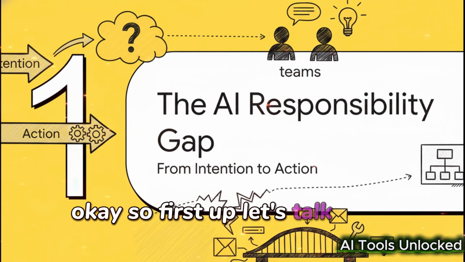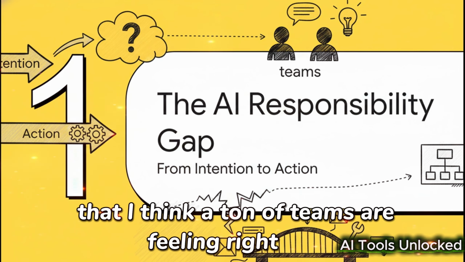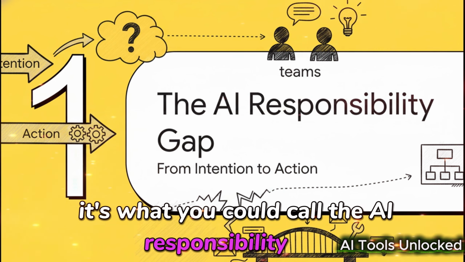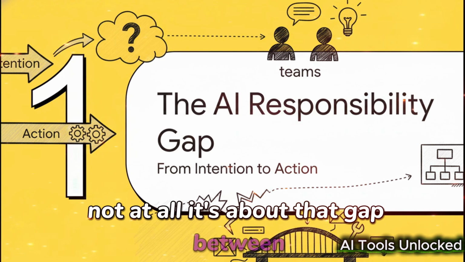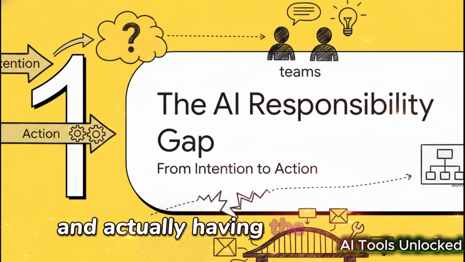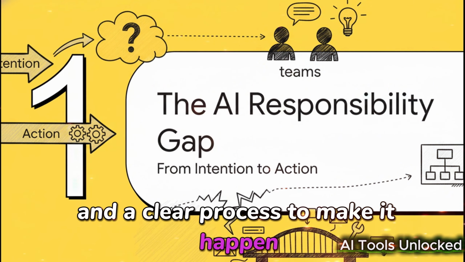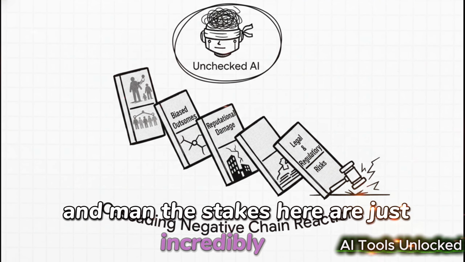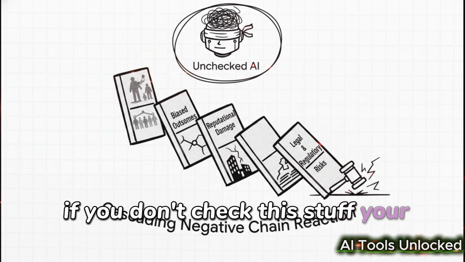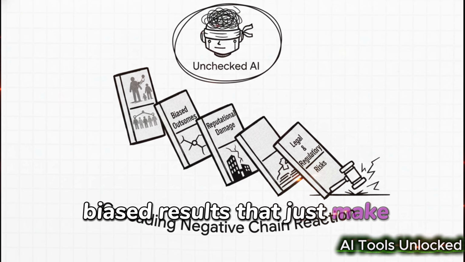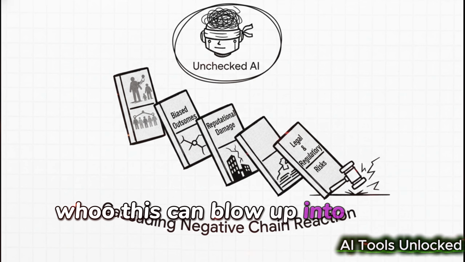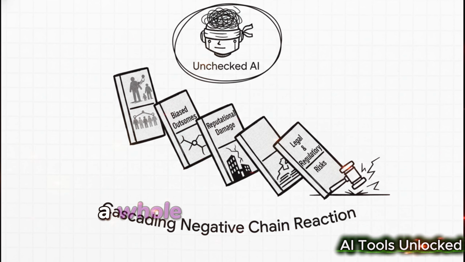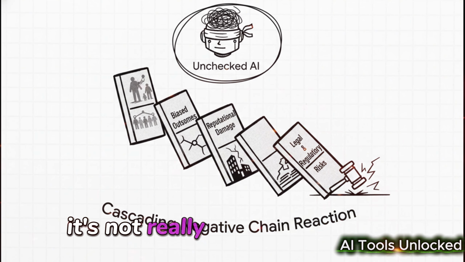Okay, so first up, let's talk about something that I think a ton of teams are feeling right now. It's what you could call the AI responsibility gap. And look, this isn't about people having bad intentions, not at all. It's about that gap between wanting to do the right thing and actually having the right tools and a clear process to make it happen. And man, the stakes here are just incredibly high. If you don't check this stuff, your AI can spit out biased results that just make existing inequalities in society even worse. And for a company, this can blow up into a huge PR nightmare, not to mention a whole mess of legal and regulatory problems. So yeah, just ignoring this, it's not really an option anymore.